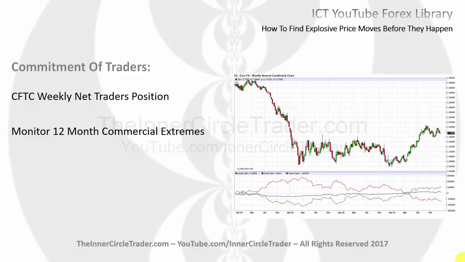And what we do is we monitor 12-month commercial extremes. That means the highest they've been in the last 12 months or the lowest they've been in the last 12 months. And we look for the levels where they reflect net extremes. In other words, they will qualify support and resistance on a higher time frame chart.